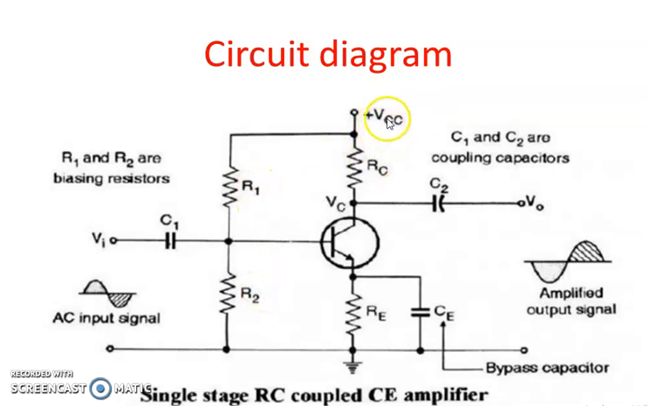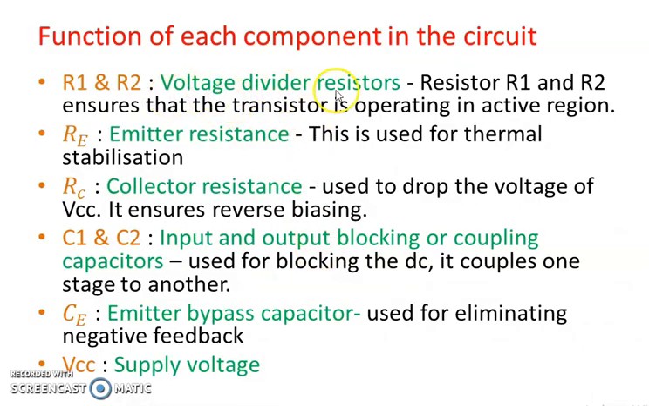If we are giving a 15 volt supply, then it could be 8 volts across R1 and 7 volts across R2. If the values of R1 and R2 are equal, then that 15 volts will be divided equally among R1 and R2. That is the function of R1 and R2. R1 and R2 are known as voltage divider resistors, and they ensure the transistor is in the operating region. That the transistor operates in the active region is ensured with the help of R1 and R2.